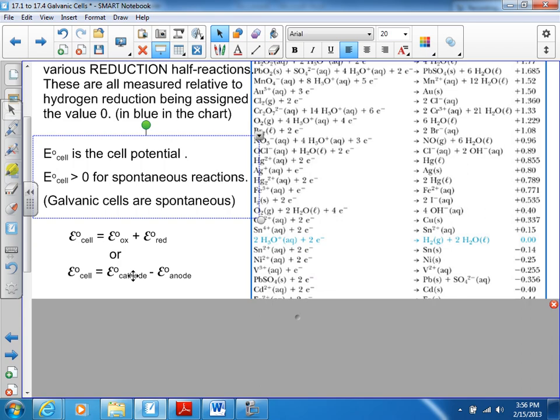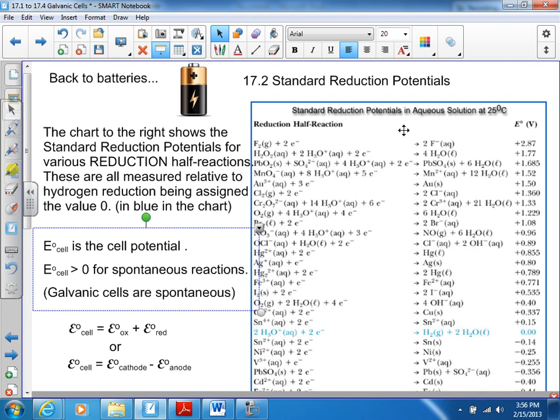Now, cathode, cat is red, where reduction occurs. And notice this stays the same sign, so reduction, cathode, positive. And we subtract the standard potential. The standard potential is the number you see here. We would subtract the standard potential at the anode. Anode is where oxidation occurs, so that's why we subtract the anode standard reduction potential, because at the anode we have oxidation occurring, not reduction occurring. We have to change the sign of this for oxidation because these are our standard reduction potentials.